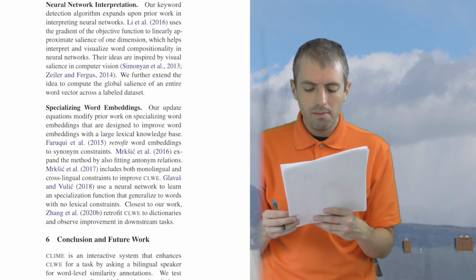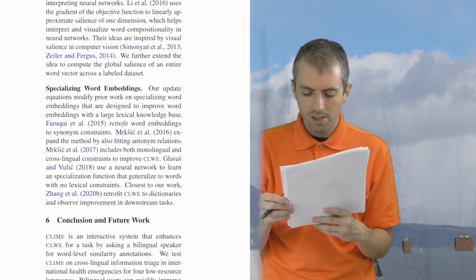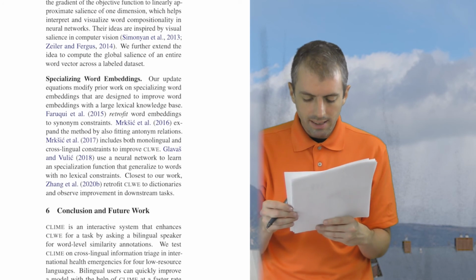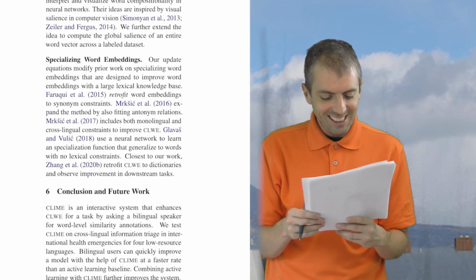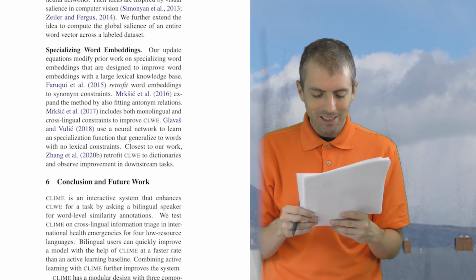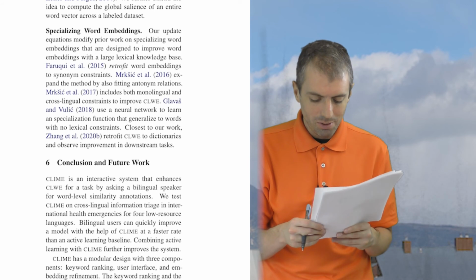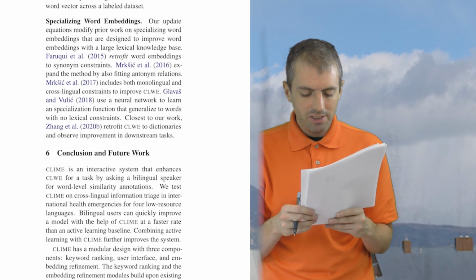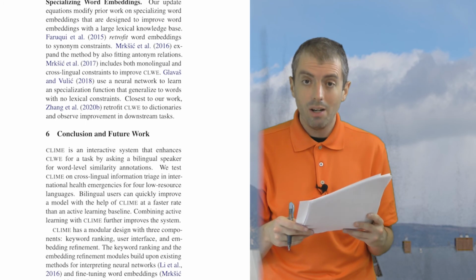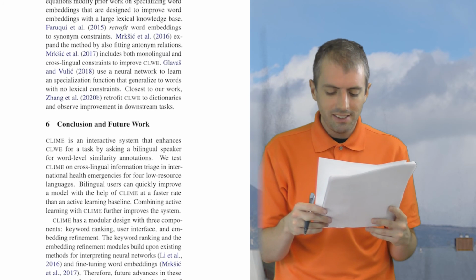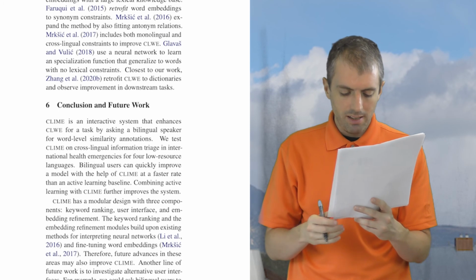Our update equations modify prior work on specializing word embeddings, which are designed for improving word embeddings with a large lexical knowledge base. Faruqui et al. retrofit word embeddings to synonym constraints. Mrkšić et al. expand the method by also fitting antonym relations. Mrkšić et al. include both monolingual and cross-lingual constraints to improve CLWE. Glavaš and Vulić use a neural network to learn an external specialization function that can generalize to words with no lexical constraints.